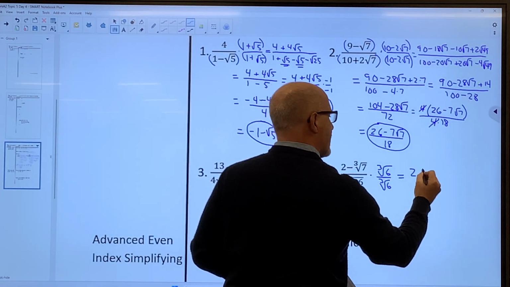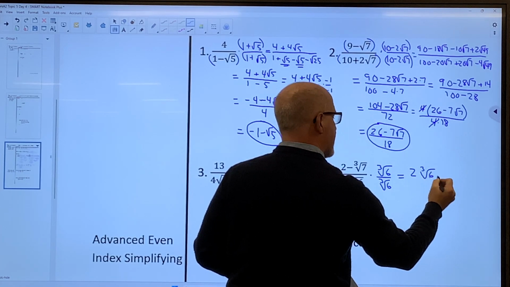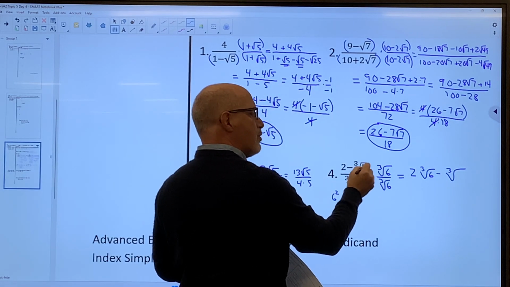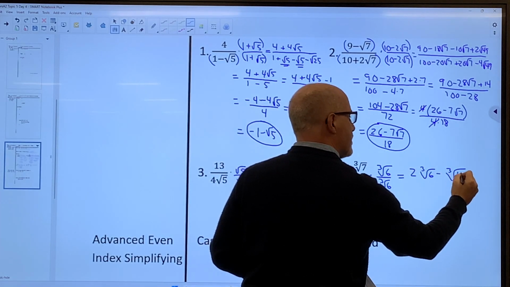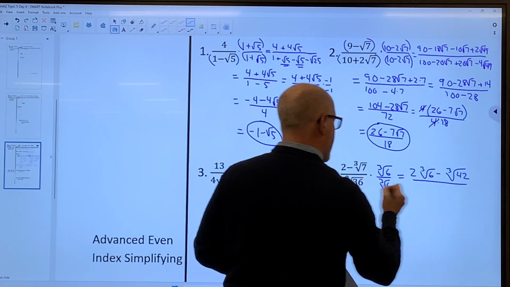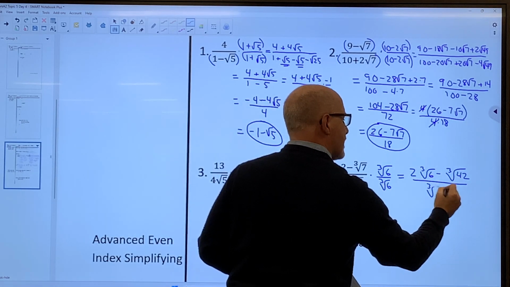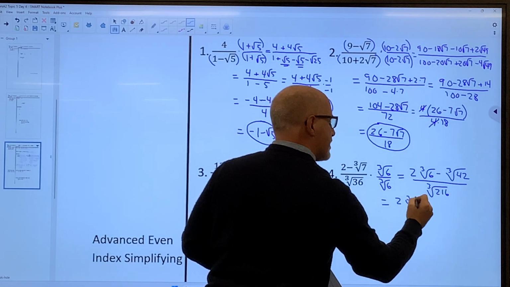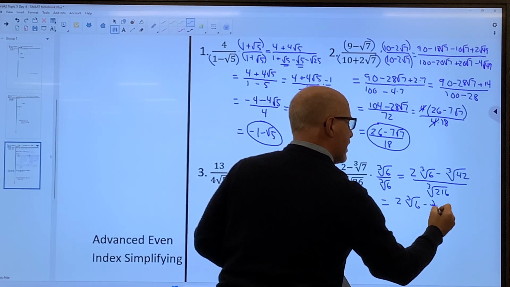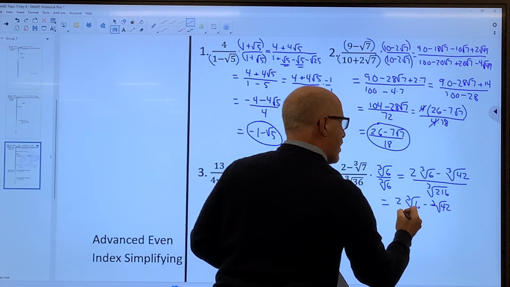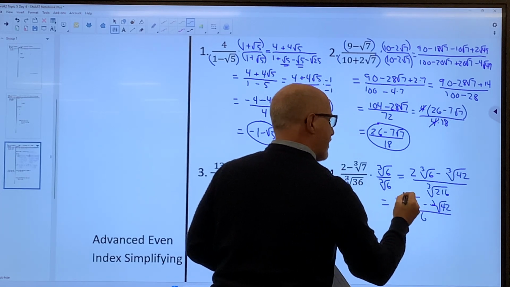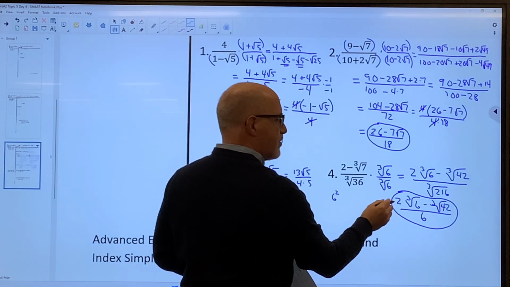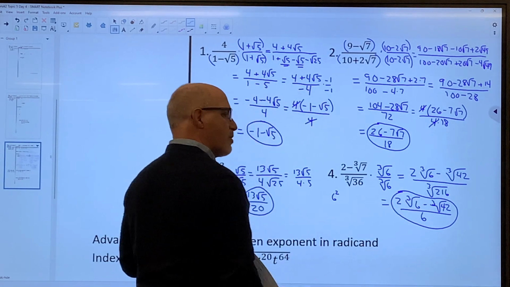So here I'm going to have 2 times the cube root of 6 minus the cube root of 7 times 6, because they're both cube roots. You can multiply the radicands, is 42, all over the cube root of 216. And then down here we have 2 cube roots of 6 minus the cube root of 42 all over 6, which is our final answer because we got rid of the radical in the denominator. There's a factor of 2 here, but there's no factor of 2 there to work with.